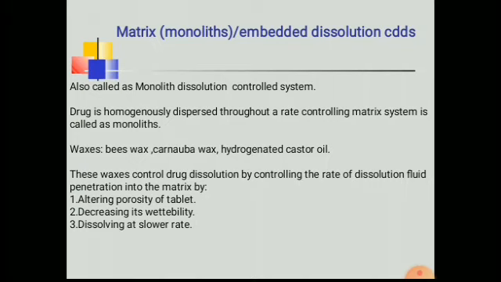The third thing is dissolving at a slower rate. Dissolving at a slower rate depends on the polymer, how much concentration we are adding to the tablet, which we have to note down. Thereby we can control the rate of drug delivery. So these are the three main factors by which we can reduce drug dissolution by penetration of dissolution fluid into the tablet: first, altering the porosity of the tablet; second, decreasing wettability; and third, dissolving at a slower rate.